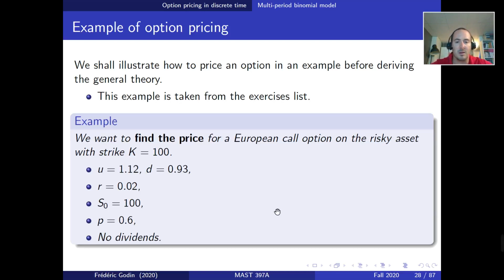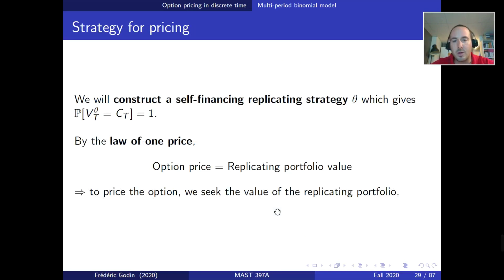A lot was said here, but let's go through the example to make things more clear. Again, we want to construct a self-financing portfolio and find the trading strategy for which the probability that the terminal value of the portfolio is equal to the payoff of the derivative we're trying to price is 1. So we want to find a self-financing trading strategy which is replicating, and by replicating we mean that the terminal value of the portfolio is equal to the payoff of the derivative with probability 1. And as we just said, through the law of one price, this implies that the option price at time 0 should be equal to the price of the replicating portfolio at time 0.